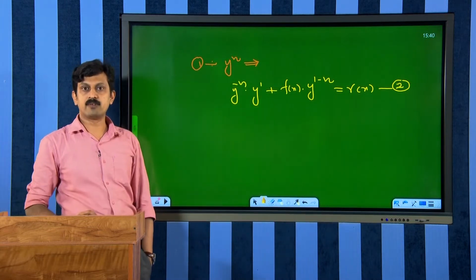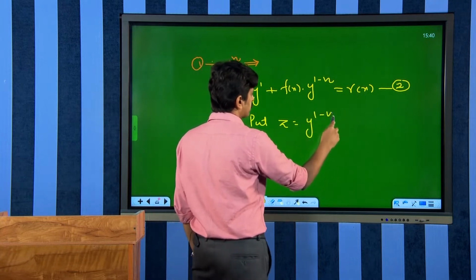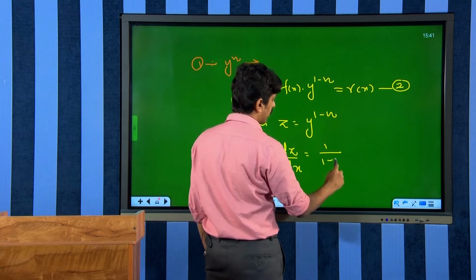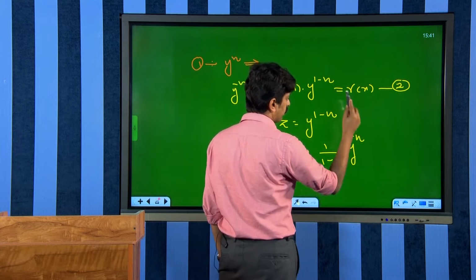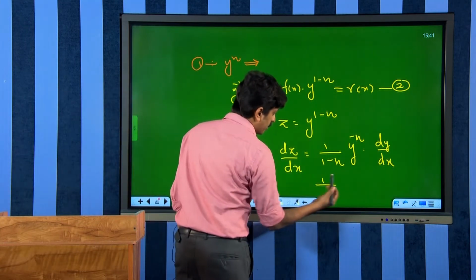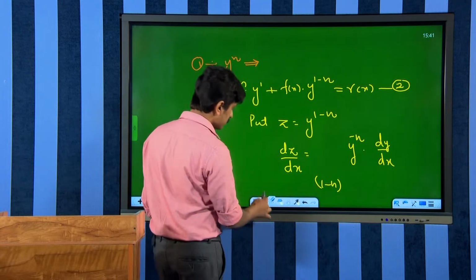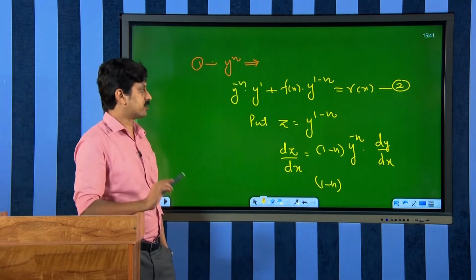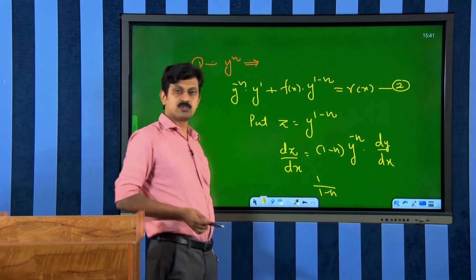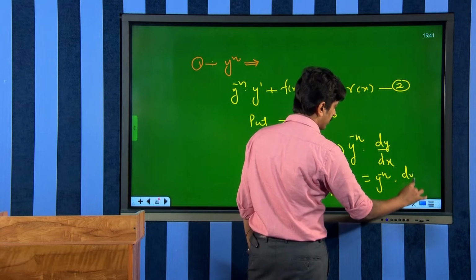Okay, fine. Then we put the substitution z equal to y raised to 1 minus n. Then the differential equation can be changed: dz by dx is equal to 1 minus n into y raised to 1 minus n minus 1, that is y raised to minus n, into dy by dx. Just a minute, I made a mistake here. It is 1 minus n into y raised to minus n into dy by dx is equal to dz by dx, and finally 1 by 1 minus n into dz by dx is equal to y raised to minus n into dy by dx.